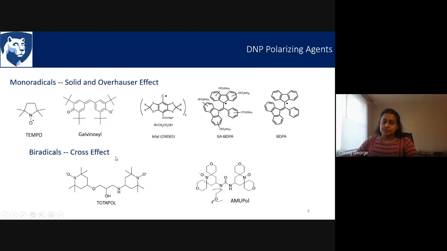Whereas the cross effect needs 2 electrons, and not only that, it has to satisfy the cross effect condition. So there are biradicals, which have 2 electrons, and they are tailor-made to satisfy the cross effect condition that the difference in the EPR resonance frequencies should be equal to the NMR transition frequency. There are a number of biradicals like TOTAPOL and AMUPol. These are all nitroxide-based biradicals that are used for cross effect based DNP.